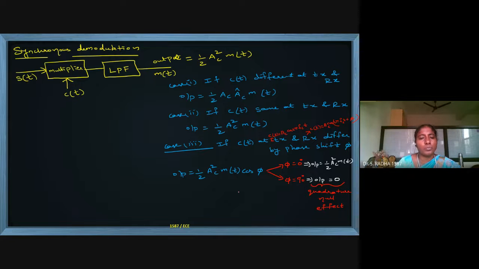Okay, so this point is very, very important. Quadrature null effect means the carrier at transmitter and receiver, they differ by a phase shift of 90 degrees. All these are different cases in synchronous demodulation. So output equation you have to remember in synchronous demodulation. Now, what happens if mu less than 1, greater than 1? We will go with mu less than 1, greater than 1.